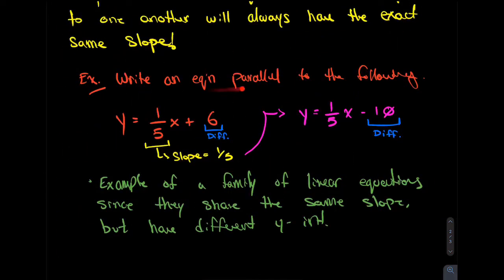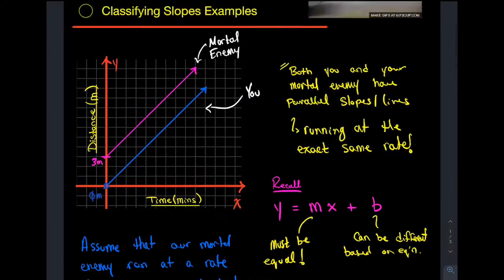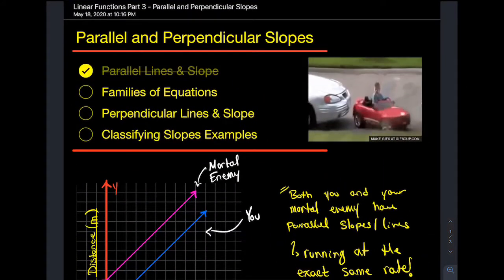Let's say that we want to write three equations that were parallel to this one. We could write y equals 1 over 5x plus 0, y equals 1 over 5x plus 2, y equals 1 over 5x minus 2.74. All of those are included in the family of equations, okay? So let's square away this first one here and the second one.